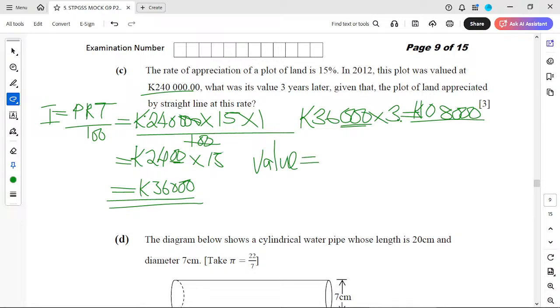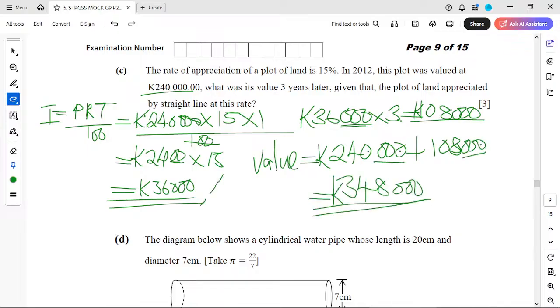So value of land, we are going to say 240,000 kwacha plus 180,000 kwacha. So when you combine that, we first found the appreciation of land in 1 year, then the appreciation of land in 3 years. After that, we found the value of land after 3 years. Now, once we have done that, we can go to the next question.